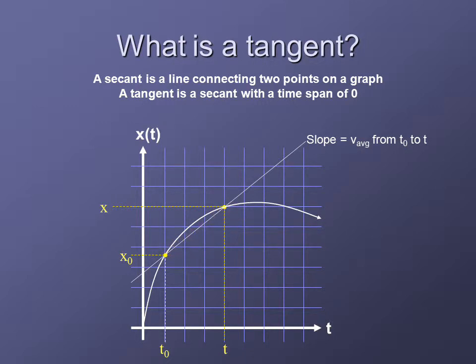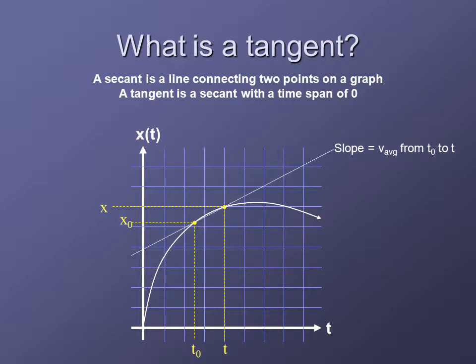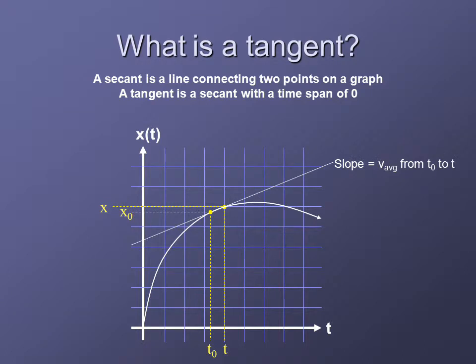So this secant line here is still a secant line. It is not yet a tangent line. So let's get it a little closer. Okay, we still have some non-zero span here. So it's still a secant. Let's get it a little closer. Still have some non-zero span here.